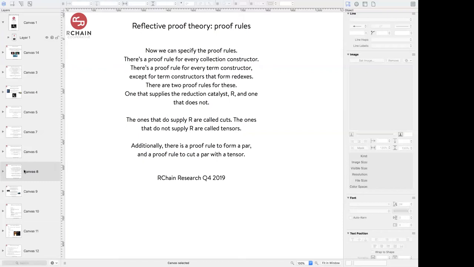In that case, there are two proof rules. One that supplies the reduction catalyst R and one that does not. The ones that do supply R are called cuts, and the ones that do not supply R are called tensors. Additionally, there's a proof rule to form a par term and a proof rule to cut a par with a tensor. So this is an algorithm. I've just now specified exactly all the proof rules and how they're generated.